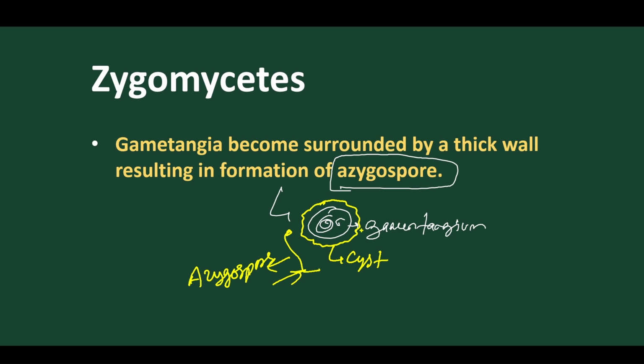Got it? So this is the condition when we find that there is absence of gametangial contact. It is only found when there is absence of gametangial copulation. Got it? So this condition is only possible if there is absence of gametangial copulations.